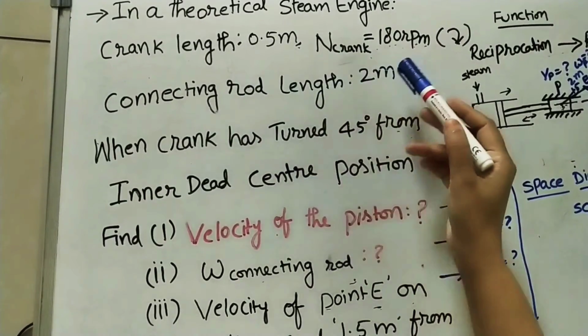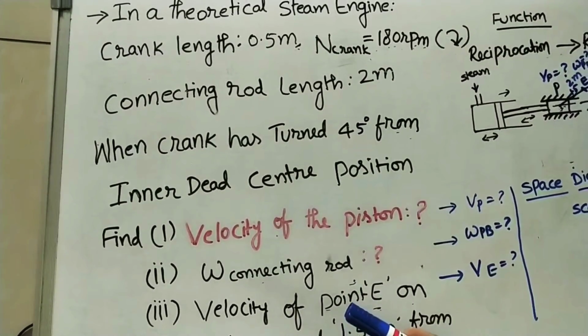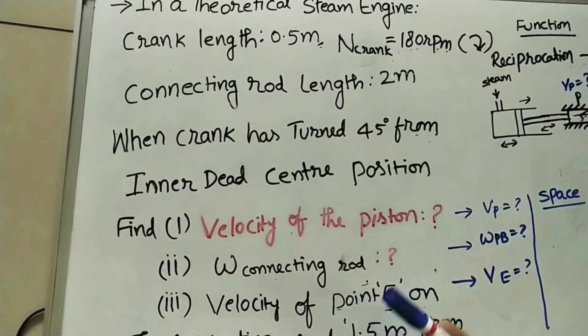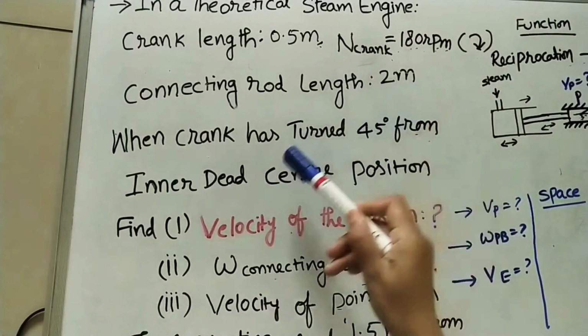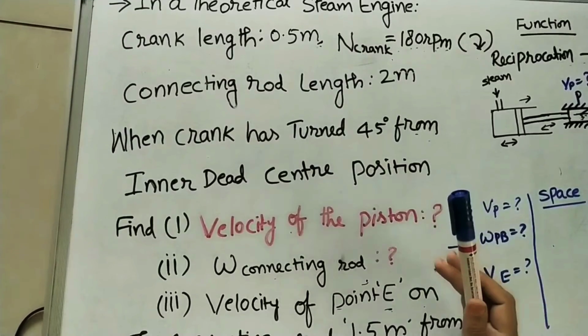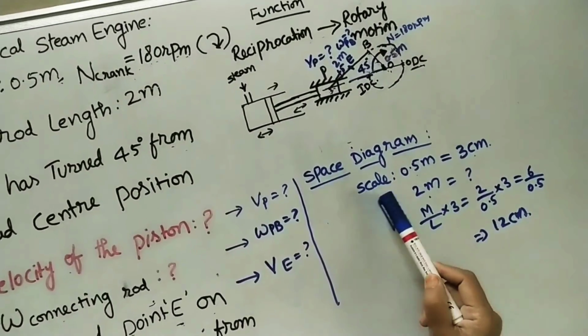Using this original data, we have to construct one diagram. It is called the space diagram. By using some scale, we can construct that diagram, because here 2 meters is given, and we can't mark 2 meters on this board. So I am taking one scale for constructing the space diagram.